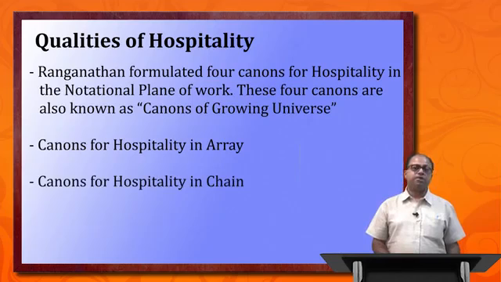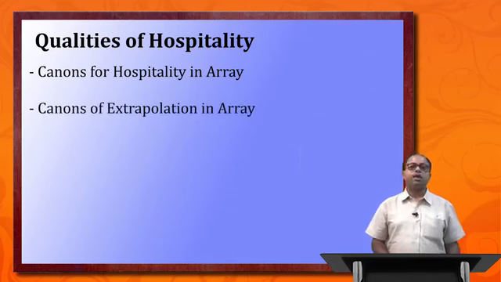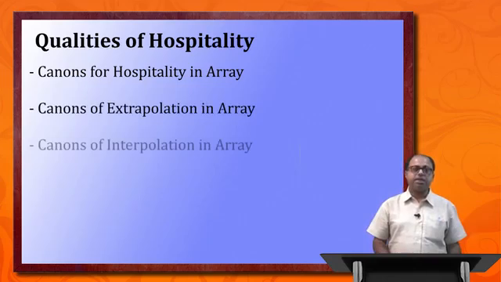There are mainly 2 kinds of hospitalities, you know. Number 1, hospitality in array, and number 2, hospitality in chain. Now let us first discuss canons for hospitality in array. And canons for hospitality in array may further be divided in 2 classes: canons of extrapolation in array and canons of interpolation in array.